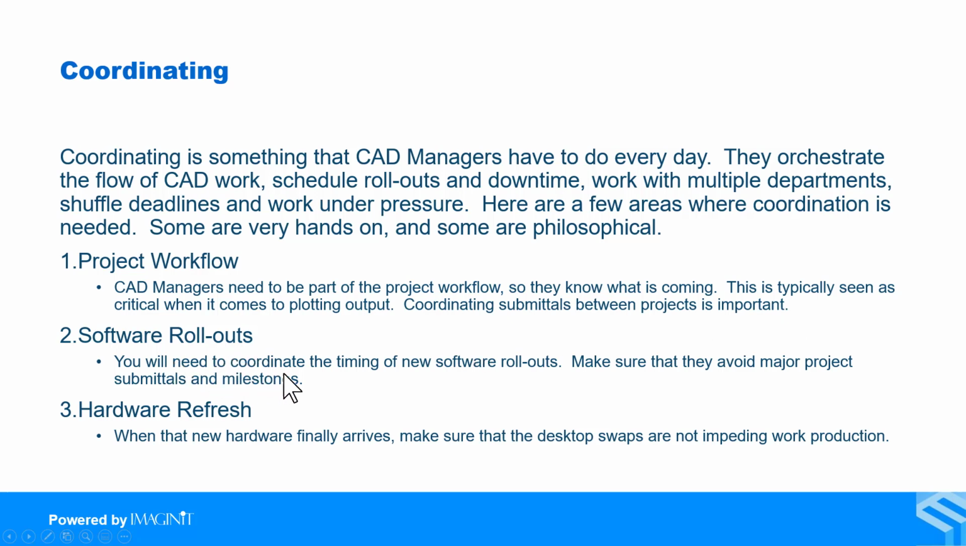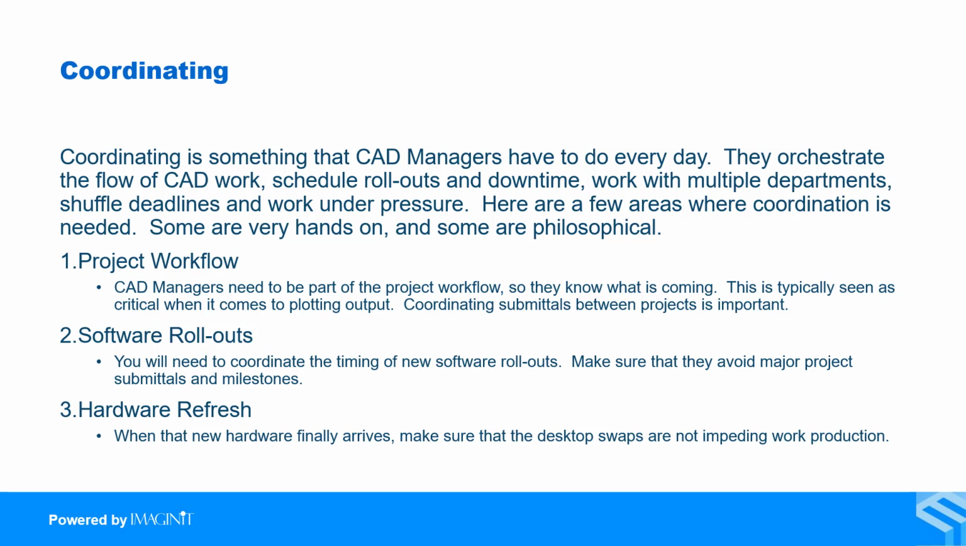Software rollouts. You will need to coordinate the timing of new software rollouts. Make sure that they avoid any major project submittals and milestones. You do not want to be rolling out brand new software to someone's machine when they are 2 days from final submittal on a project. You want to make sure that you get those updates after major project submittals or in between times when these major dates are critical. And then a hardware refresh.